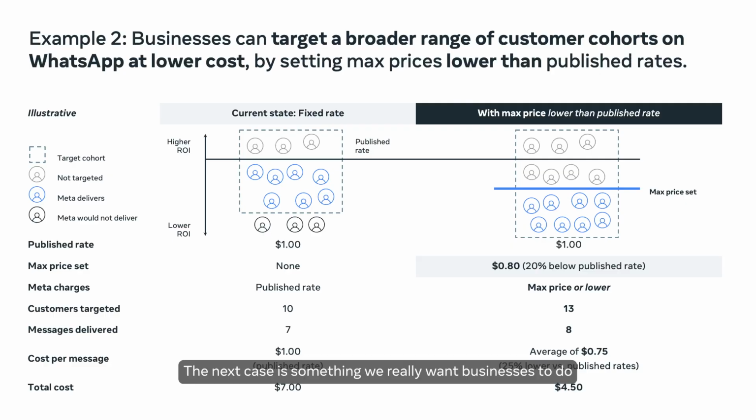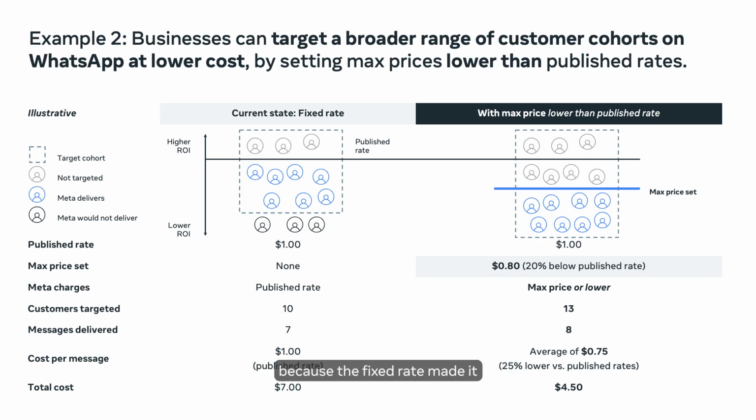The next case is something we really want businesses to do. When businesses set max prices lower than publish rates, it allows them to target customers on WhatsApp that they previously skipped because the fixed rate made it uneconomical, thus defaulting to SMS or email instead. On the left side is the current state. Assuming the publish rate is $1 again, and if the business sends 10 messages, and if 7 are delivered, the client is charged $7.